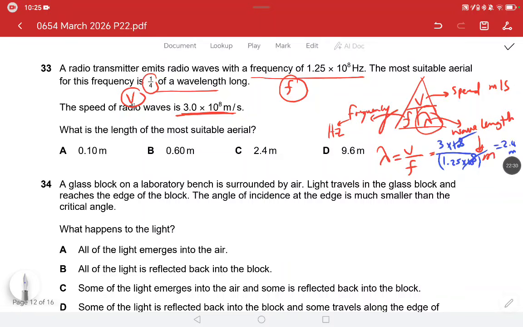Okay, so take care about the common mistake where you will say, Mr., now it's 2.4 meters, this is the answer. No. You have to read the question very well. In the question, they said that the most suitable one for this is 1/4 of the wavelength. So you have to multiply your answer by 1/4, like divide this 2.4 by 4. So the answer should be 0.6, 2.4 times 1/4, okay? So it should be 0.6 meters. So the answer should be B. Look, read the question, please, very well.